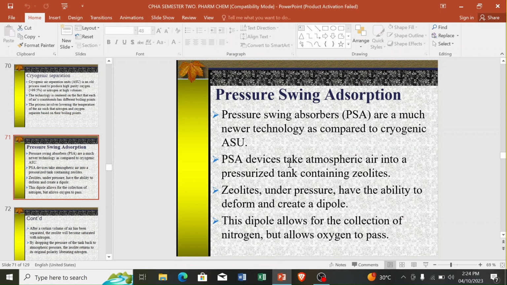pressurized tank containing zeolites. Zeolites under pressure have the ability to deform and create a dipole. So this dipole allows for the collection of nitrogen but allows oxygen to pass. So the main aim of having these zeolites that create a dipole is to adsorb nitrogen. Since nitrogen consists of a greater percentage of air, there is need for us to separate it out or collect it and allow our oxygen to pass.